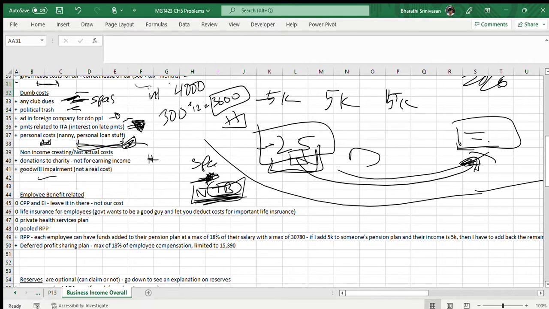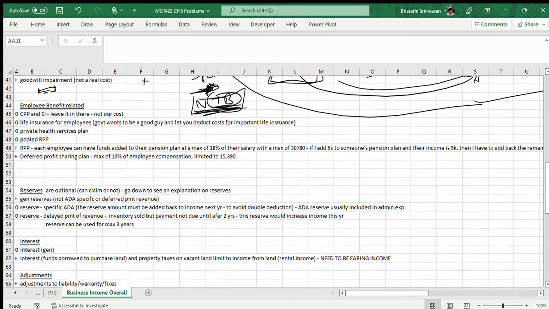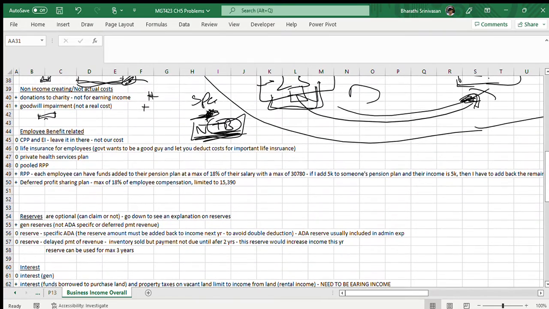Another thing is goodwill impairment. This one is not a real cost, so this one you also have to add back. Now, we're going to go over stuff that is employee benefit related. So, CPP and EI are things that are taken out of the employee salary. I don't think this would ever actually come into question, but just for general knowledge, I guess.